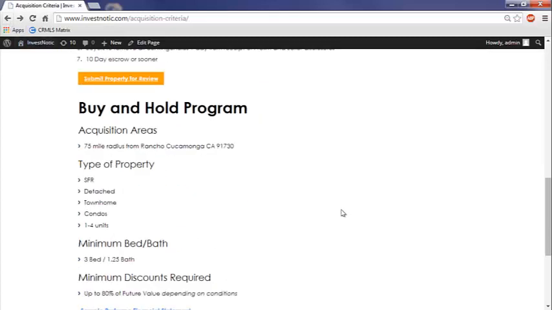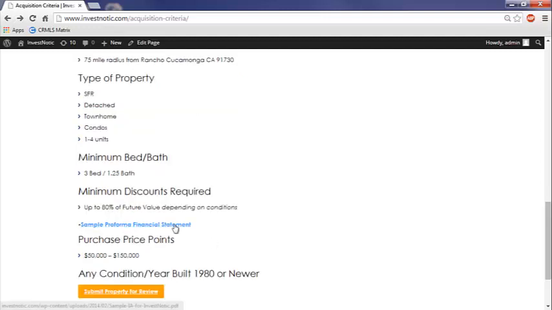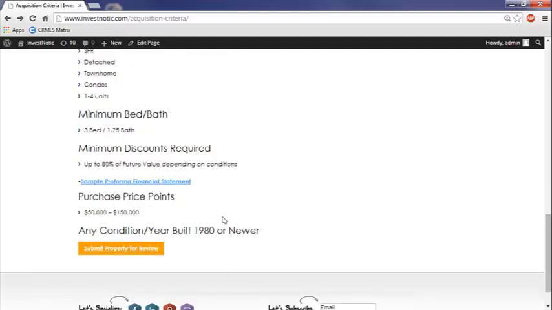On the buy and hold program, since we're not flipping the homes, we're looking to keep them. We're looking to stay close to home, about 75 miles from our home office, which is Rancho Cucamonga. We'll do single family, detached, townhouses or condos, and we are looking for a minimum of a 3-bedroom, 1.25 bath, so we have renters and we can avoid high turnover. And the discount is about 80 cents on the dollar that we're looking to pay. Purchase price on that is about $50,000 to $150,000.